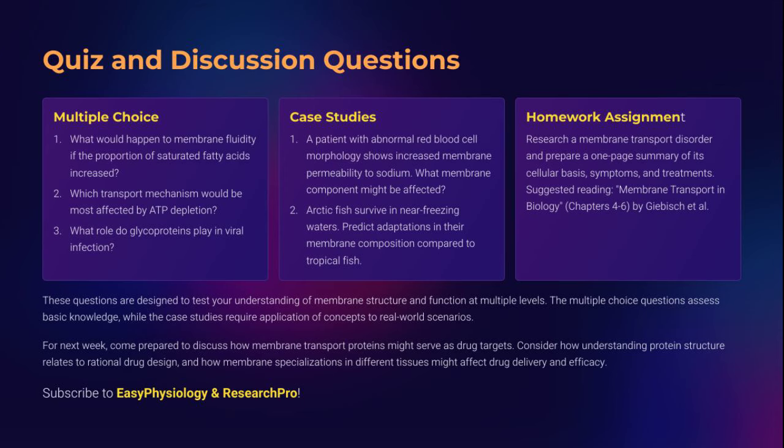Our explanation? The increased permeability suggests either leakiness through defective channel proteins or failed active transport due to sodium-potassium pump impairment. Structural proteins anchoring the cytoskeleton, like spectrin, may also be compromised in conditions like hereditary spherocytosis, altering membrane integrity and ion balance. Case 2. Arctic fish survive in near-freezing waters. Predict adaptations in their membrane composition compared to tropical fish?